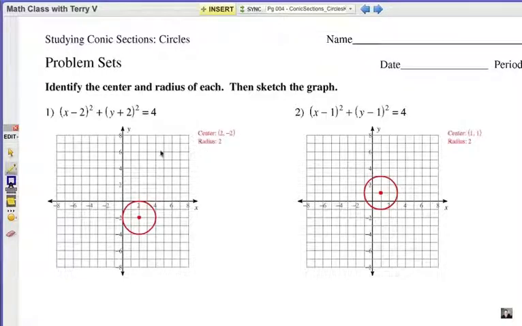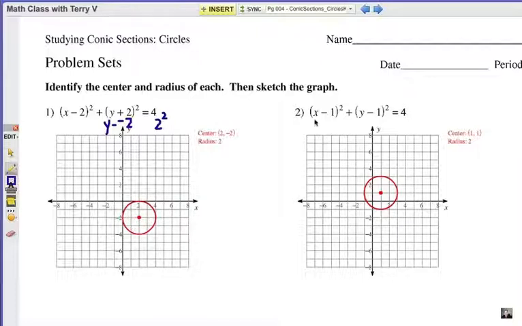All right, starting fairly simple here. If the equation here is x minus 2, then of course the 2 is going to be the h value right there in the center. And this says y plus 2, which is really y take away negative 2. So the k value would be negative 2. Therefore, the center has to be positive 2, negative 2, located right there. And if it says 4, which is really 2 squared, then the radius must be 2. So you're going to go 2 out in every direction, and the circle will look like that.